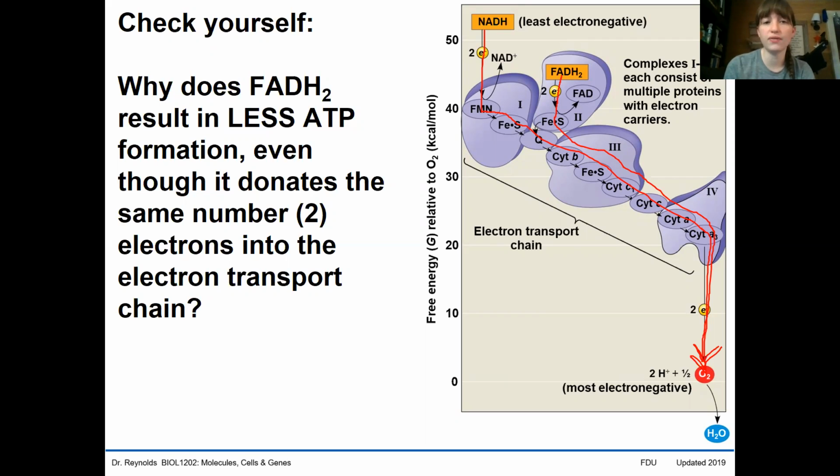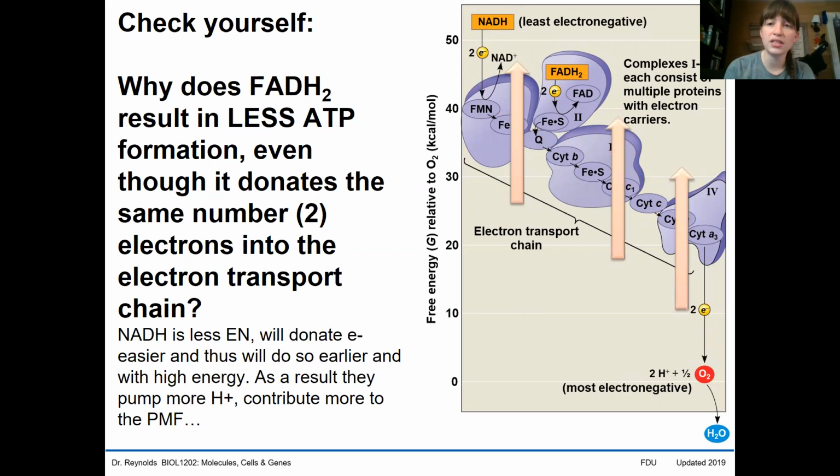So each one of these electron transport molecules is going to be responsible for pumping a proton. And so FADH2's electrons are actually going to be donated later in this chain, which means that they're going to pass through fewer of these electron transport complexes, and so fewer protons are going to be pumped. That means it contributes less to the proton motive force, and so is responsible for the production of less ATP.